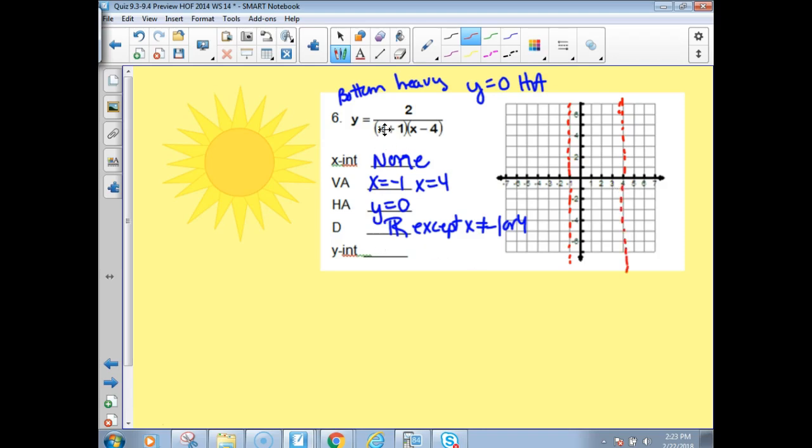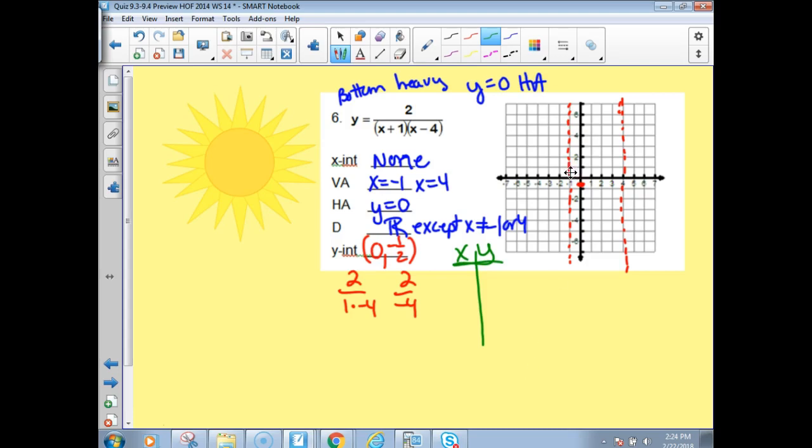Okay, the y-intercept, putting in 0 for x, it would give me 2/1 times -4. So that's 2/4, which is -1/2. Okay, I've got 3 sections that I need to find points in. I'm doing these by hand as if you don't have a calculator.